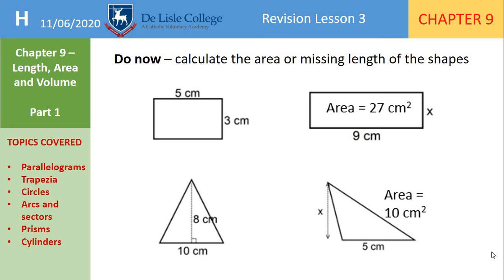Hello and welcome to our third revision lesson. We're going to be looking at the first part of chapter 9, which was length, area and volume. Firstly, complete this do now task, working out either the area or the missing length of the shapes drawn. Pause the video while you work through them.